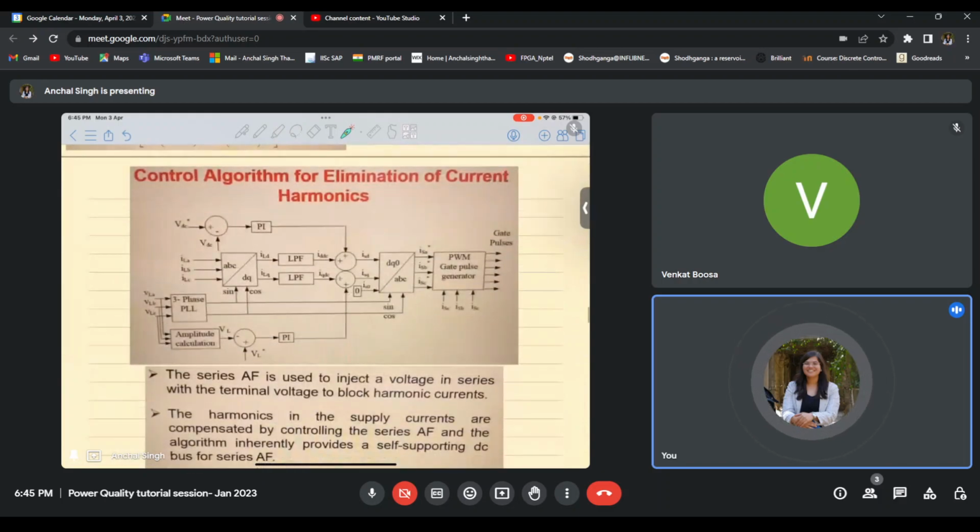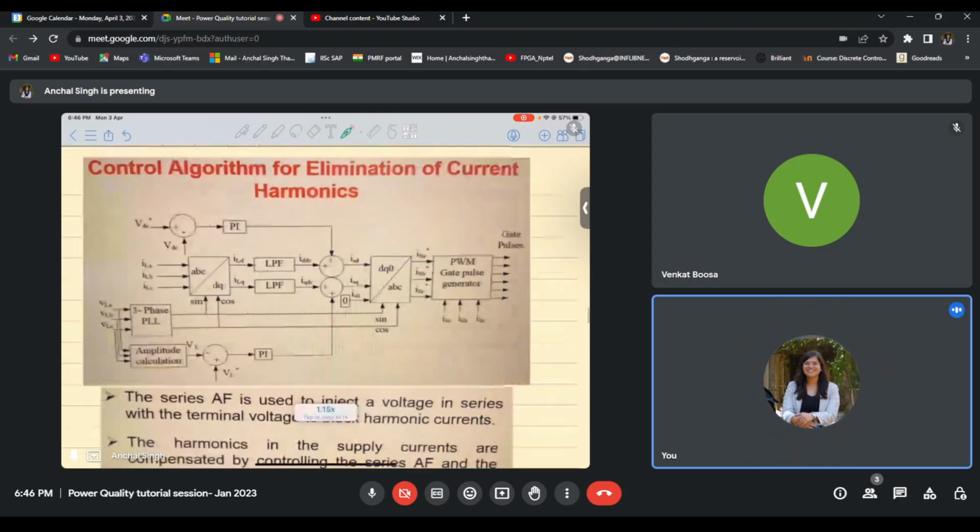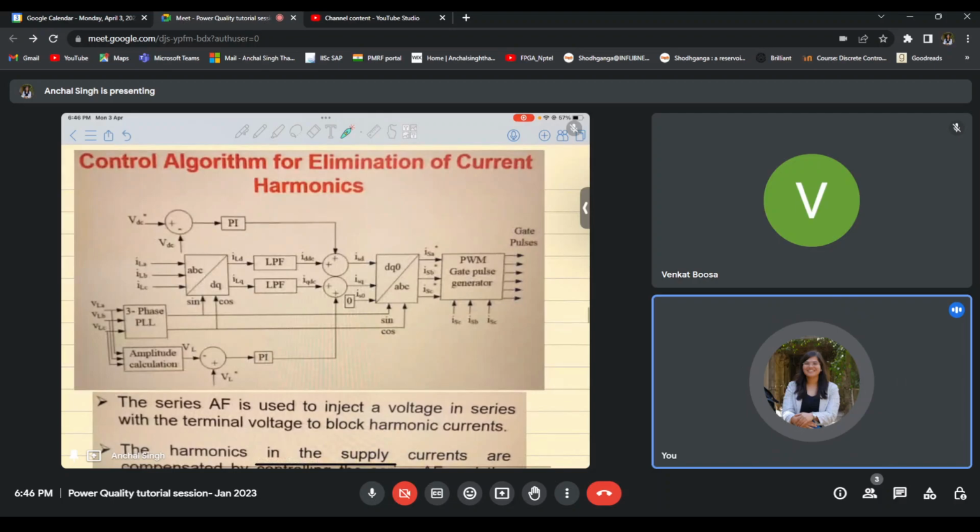Now there will be other algorithms. The previous algorithm that we discussed was for elimination of voltage harmonics. Similarly, I could target current harmonics and generate gating pulses for my system using this block diagram. The working of this block diagram could be understood in a similar pattern. There is again this terminal voltage maintaining loop, and there is again the DC link maintaining loop. There is again this ABC to DQ domain transformation. Again, we are sensing the load voltage and load currents.